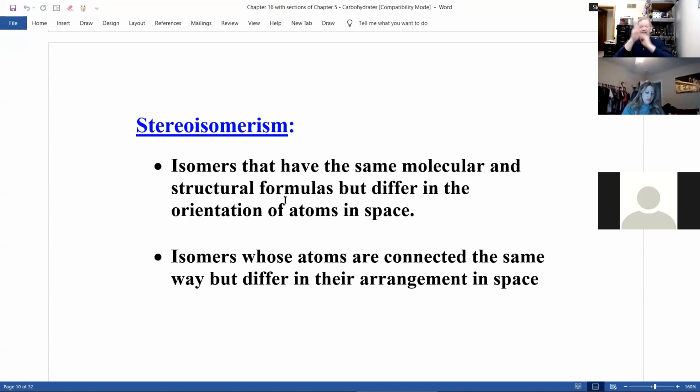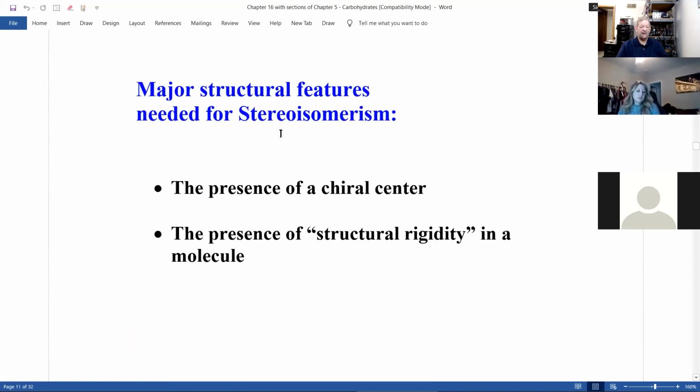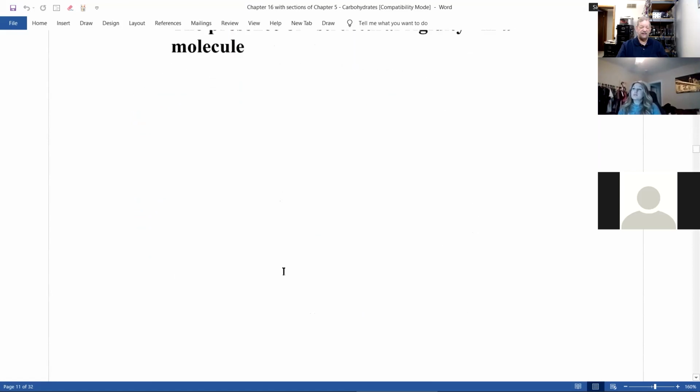I guess you could say your hands are pseudo-isomers, even though the term is really used for molecules, not your hands. And these are isomers whose atoms are connected the same way, but with different arrangements in space. Now, I didn't talk about it, but first of all, the structural feature needed for isomerism is the presence of a chiral center carbon. And it's got to have some sort of rigidity.